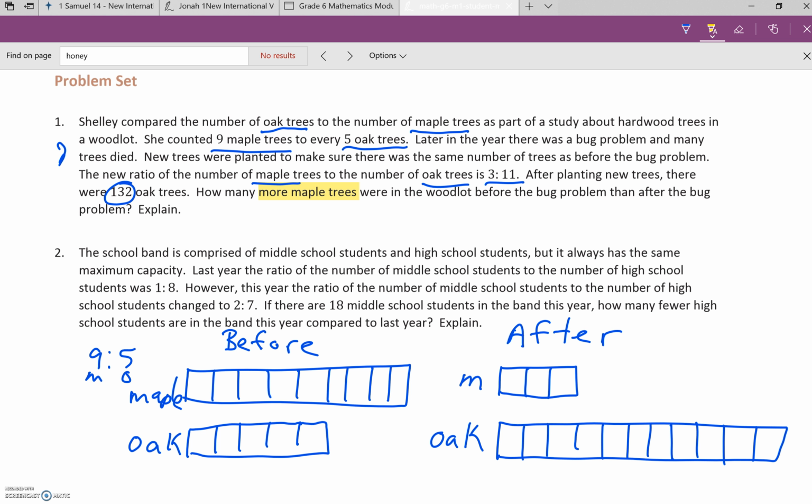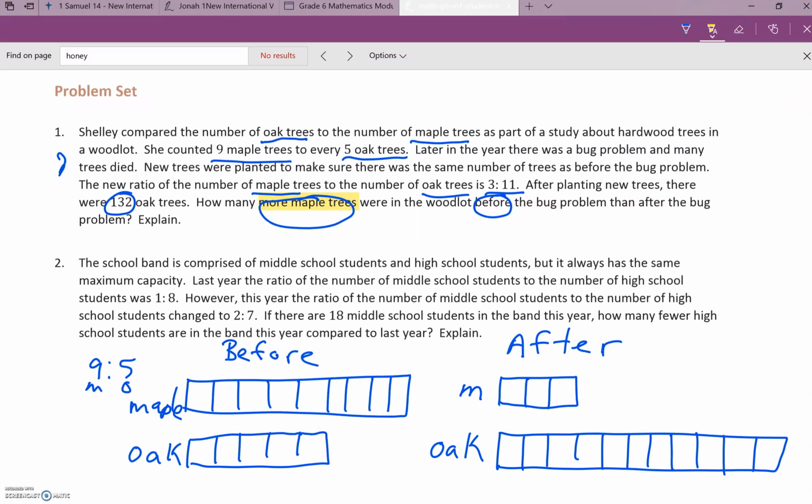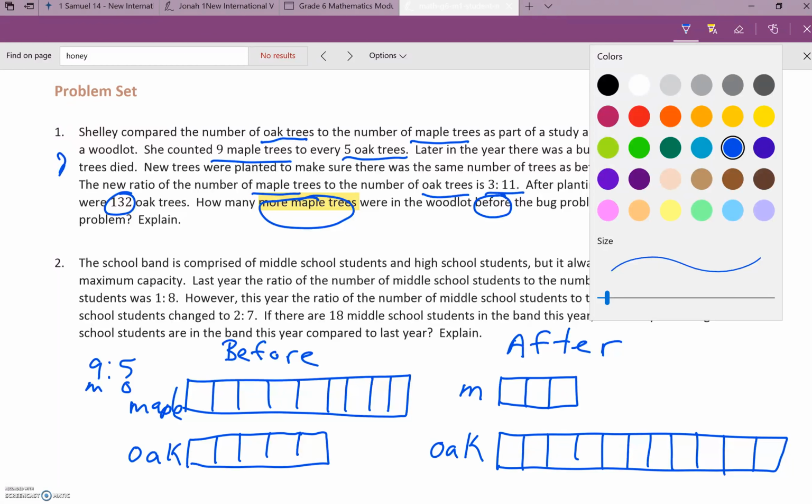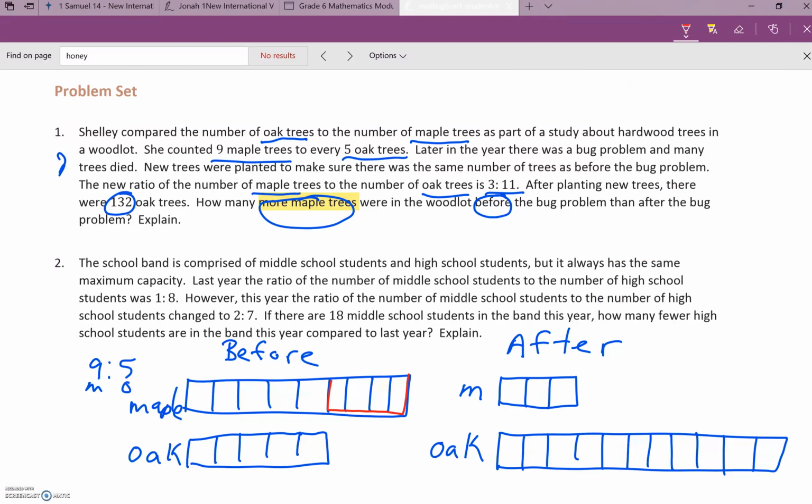Oops. And that just might not want to highlight well. So let me try one more time. Nope. So I am just going to circle it. It is more maple before. So when I look down here, I see my more are these 4 right here. This part is the same as my oak, so these are the same. So this extra part is the more than. So that is the section that I'm trying to figure out.